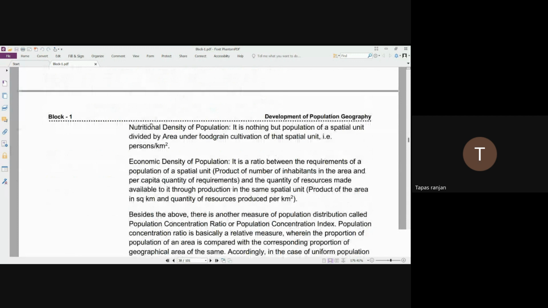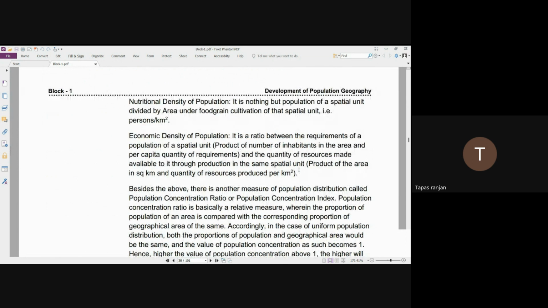Then you have nutritional density. It is basically the population divided by the area under food grain cultivation. That gives you the nutritional density of population. Then you have the economic density of population. It is basically the ratio between the requirements of a population and the quantity of resources made available to it.